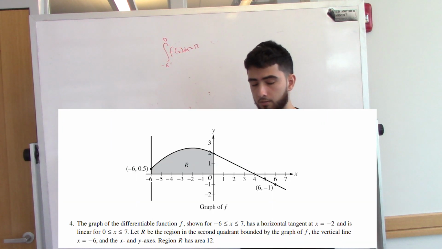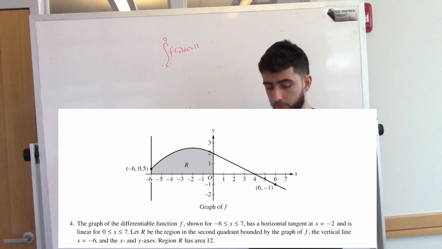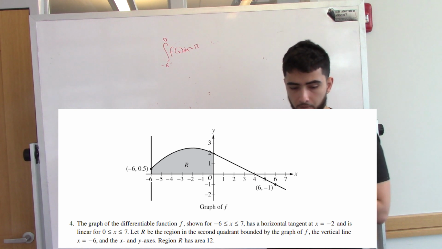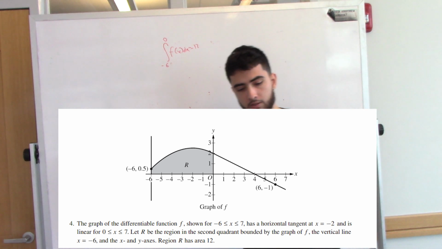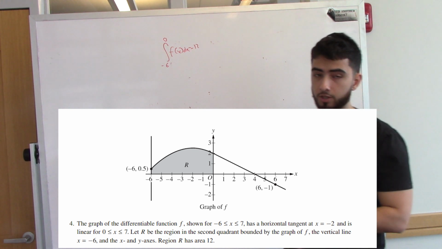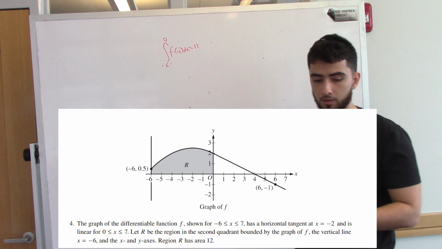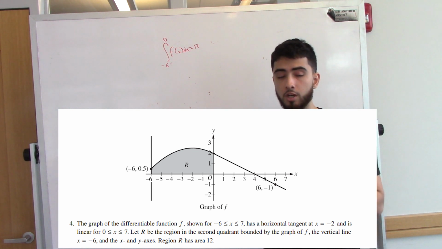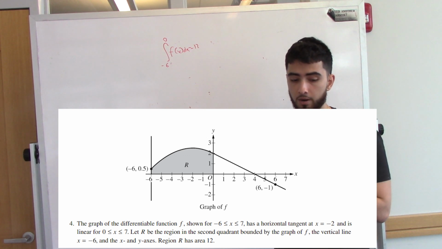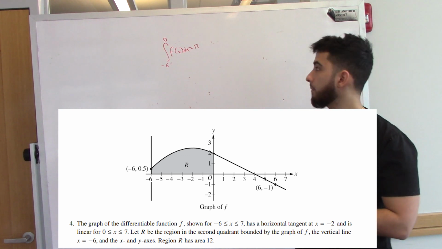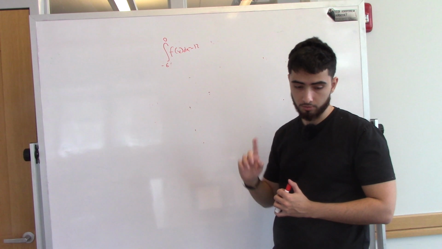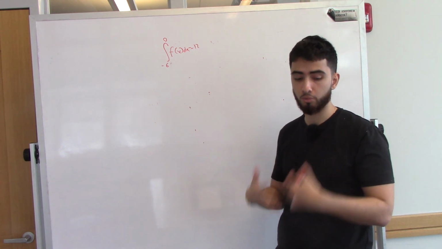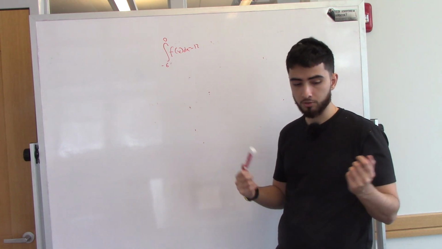Note the shaded region R. I'll come back to that in a second. It's from -6 to 7, has a horizontal tangent at x equals -2, and the shaded region R, the gray region, has an area of 12. That means the integral from -6 to 0 of f of x dx is 12. All right, let's get to it.